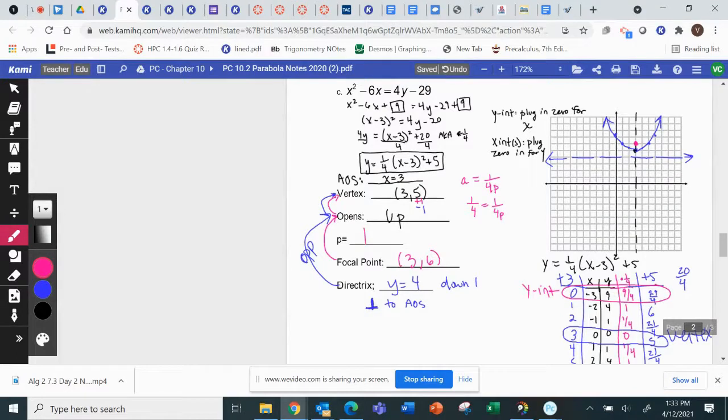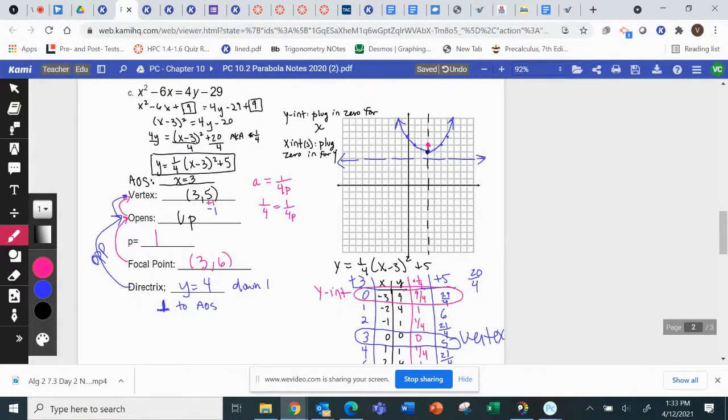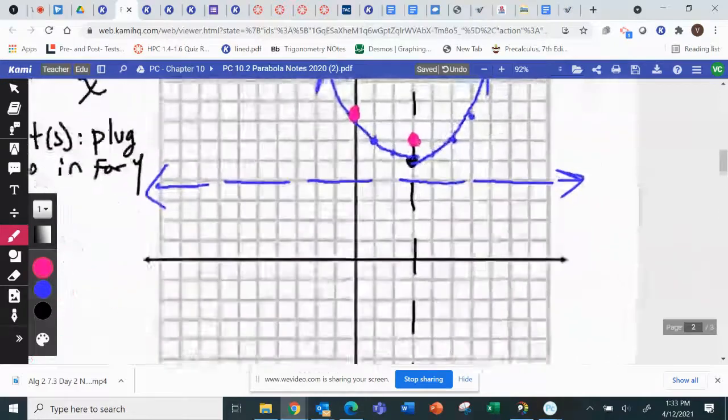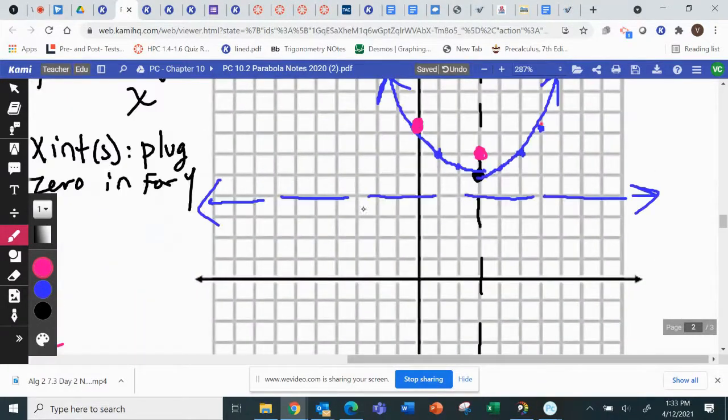What about x-intercepts? I'm sorry, let me rewind just a teeny bit. If I'm finding the y-intercept by just finding it, not with a table, I would find this pink point, and then I could have its mirror point. So then I would have 3 points on the graph so far. If I find the y-intercept, that gives me 2 points. I still need more points.